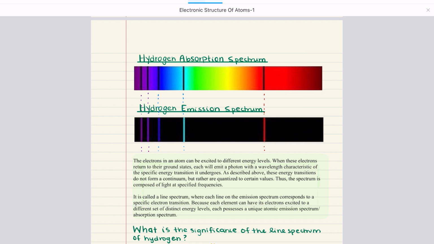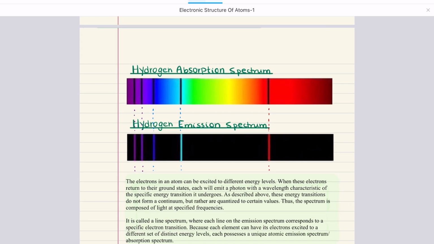Now, in the case of absorption, hydrogen atoms in their ground state, so their lowest energy level, are going to absorb specific wavelengths of light, which will excite the electrons to a higher energy level. This absorption process creates a spectrum featuring dark lines on a bright background, and each dark line actually represents a wavelength that is absorbed by the electrons as they move to higher energy states.